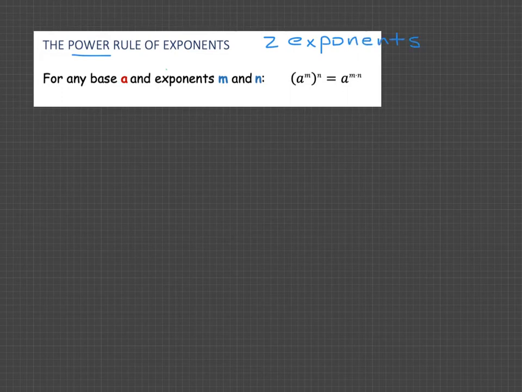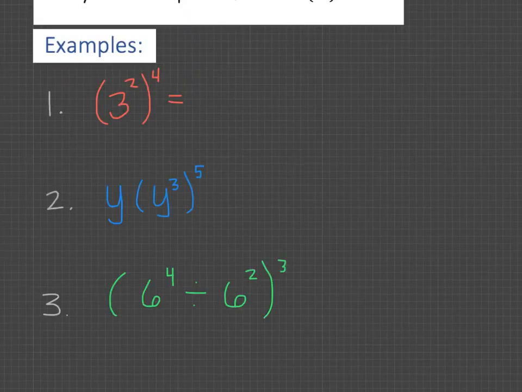When we apply the power rule, it says that for any base a, and two exponents, m and n, if we have that base a applied to one exponent m, and then that entire quantity has an exponent of n, we can rewrite that without parentheses if we multiply the exponents. So when we have an exponent raised to a power, we can multiply those exponents. Let's look at some examples.